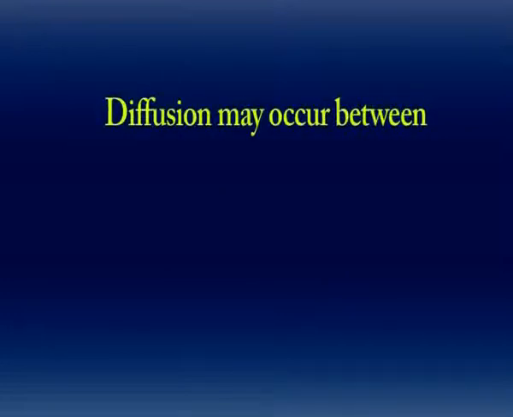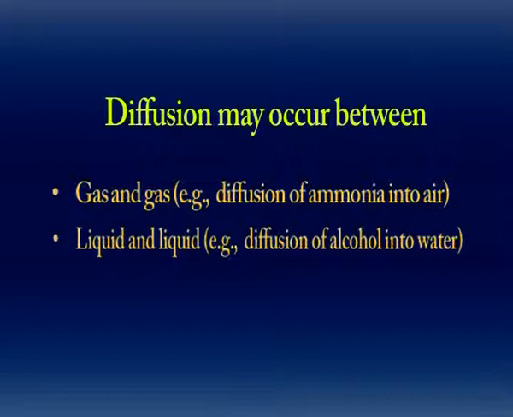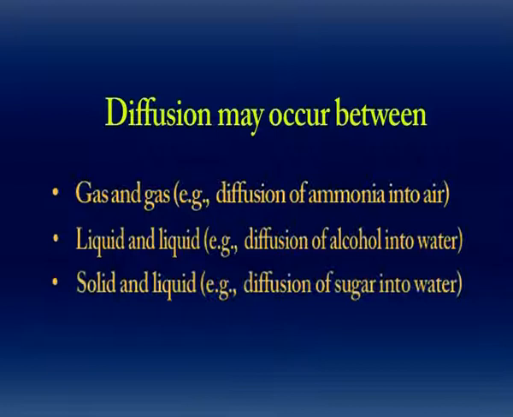Diffusion may occur between gases and gases, for example, diffusion of ammonia into air; liquid and liquid, for example, diffusion of alcohol into water; or solid and liquid, for example, diffusion of sugar into water.